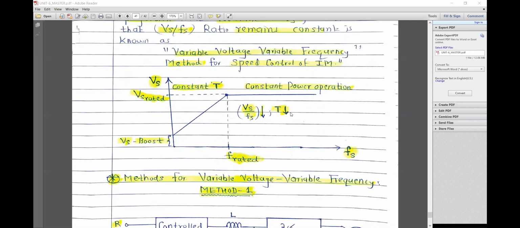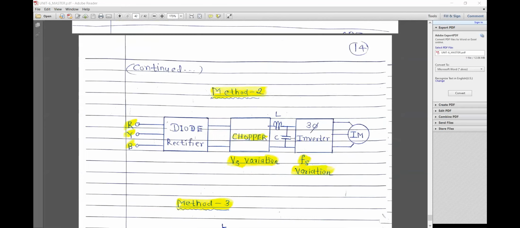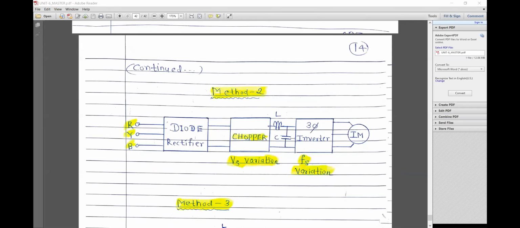So we have 3 possible solutions here, in which we use a control rectifier to convert AC to DC, which gives you Vs variation. Then we use an inverter for changing the frequency in the same proportion. The second method replaces the control rectifier with 2 blocks, that is a diode rectifier and a chopper. The diode rectifier will give you fixed DC input, the chopper will convert it into variable DC output, and then an inverter.